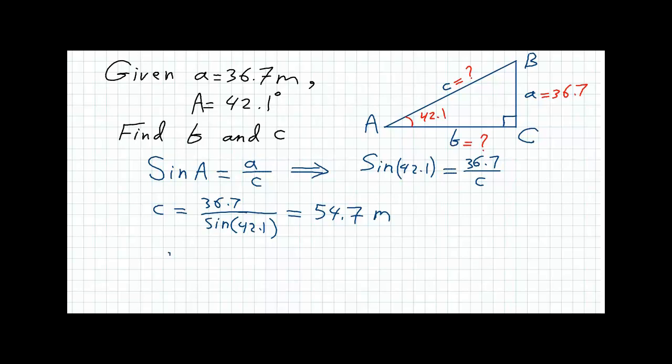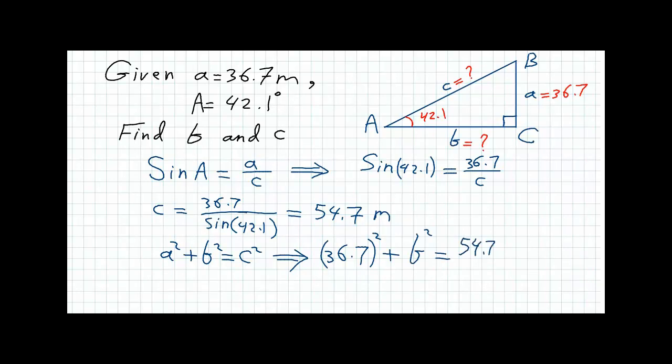Now, since we have a and c, it's easy to find side b using the Pythagorean theorem. So a squared plus b squared equals c squared. This leads us to 36.7 squared plus b squared, which is unknown, equals 54.7 squared. And the result here is that b is equal to 40.6 meters.